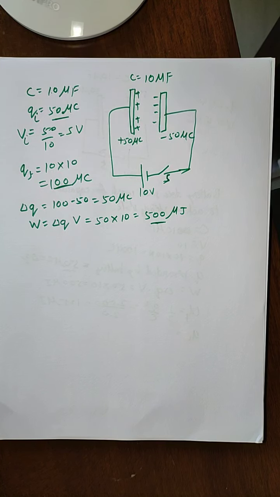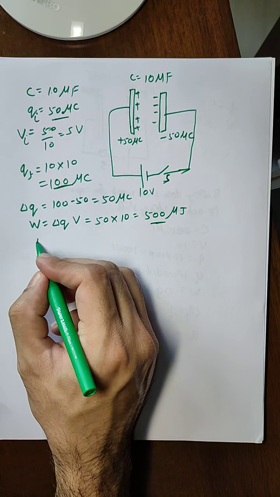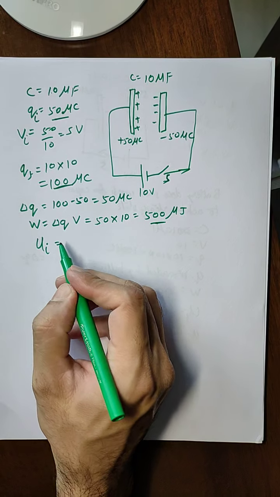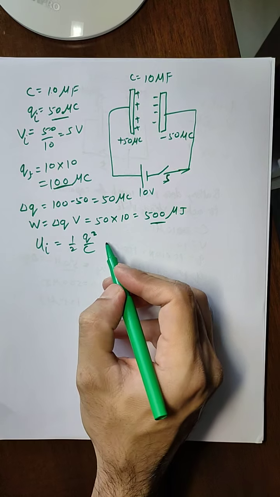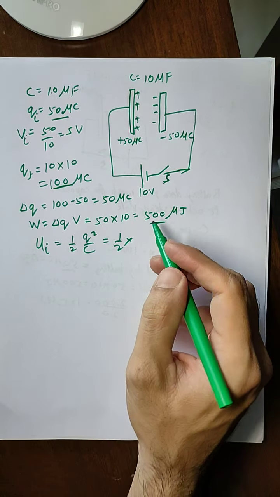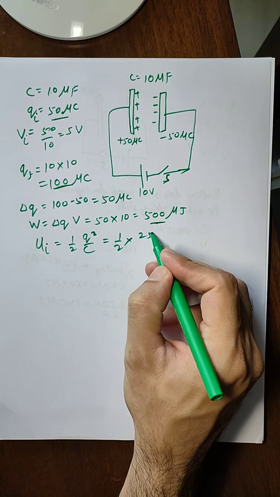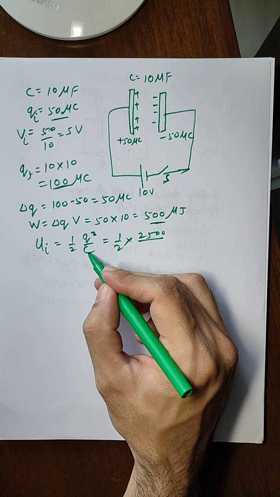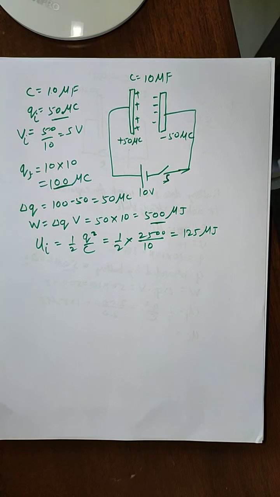Now before the capacitor was connected to this battery, the initial energy of the system was half Q square upon C. So half, the initial charge was 50, so the square of 50 is 2500, upon the capacitance, which is 10. So this comes out to be 125 microjoules.